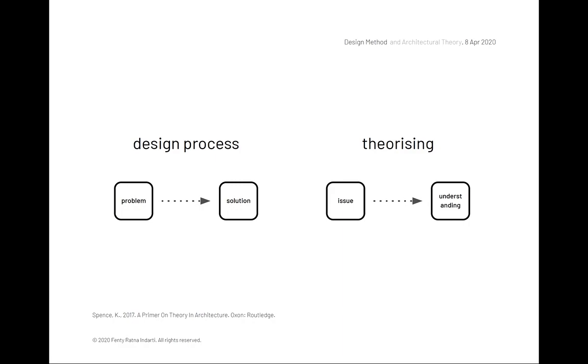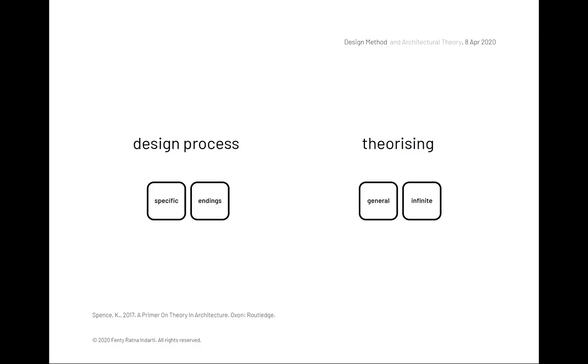On the other hand, theorizing sees an issue and seeks understanding about that matter. The design process is a response to a situation, while theorizing is improving comprehension. Lastly, design process is naturally specific, while theorizing is general.